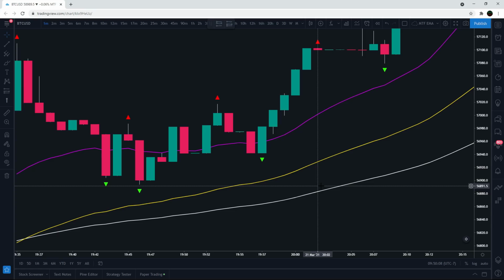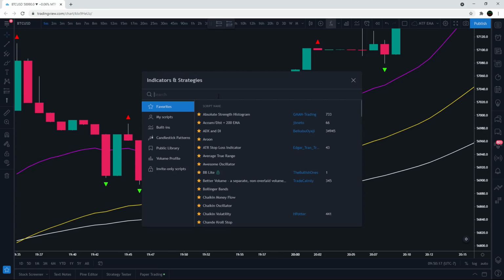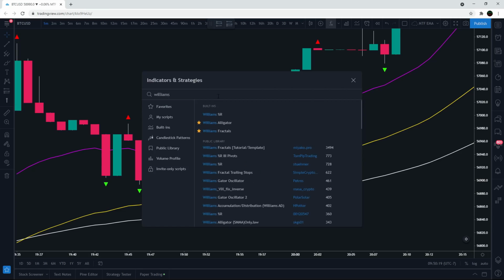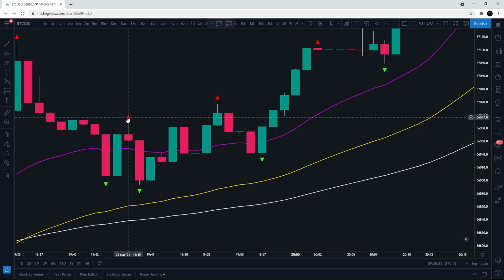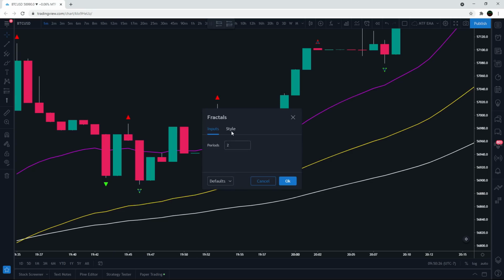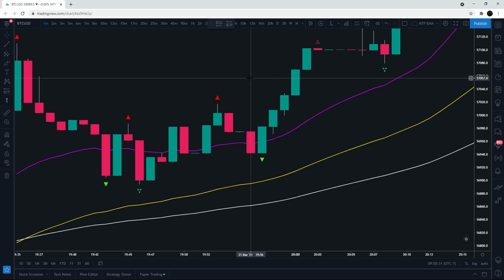Next, you're going to need the Williams fractal indicator, which are these arrows above and below the candles. To get this indicator, simply search Williams, and you're going to see Williams fractals appear. I left the settings on default at 2, and I changed the style to green and red, but let's get into how the strategy works now.